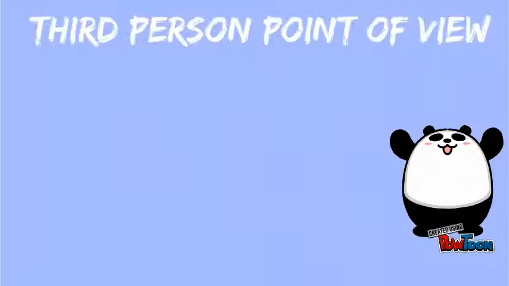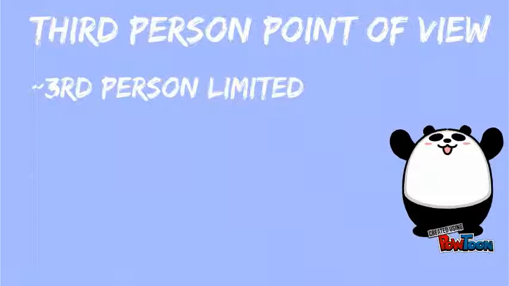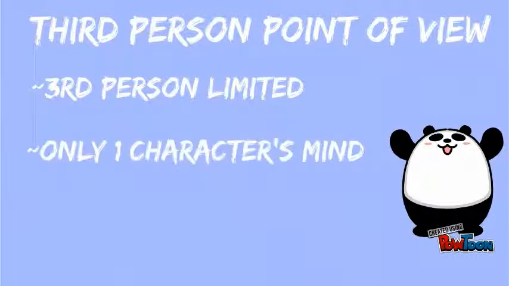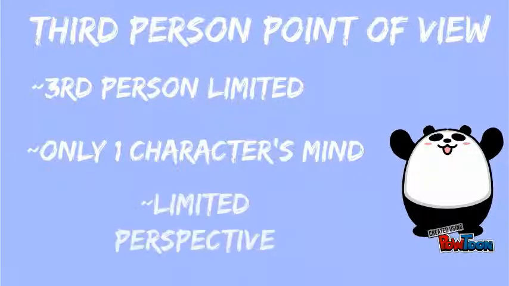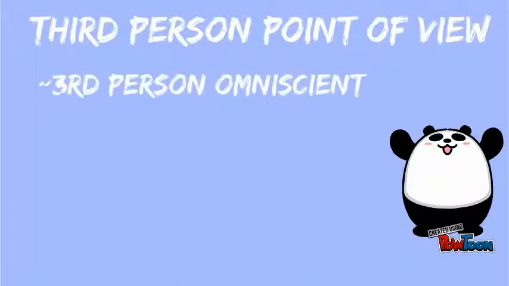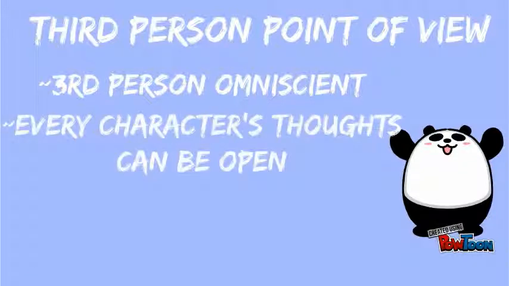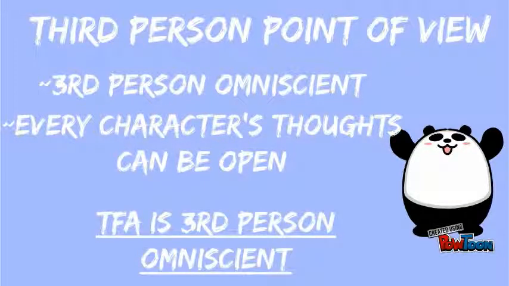The last type of point of view is actually kind of in 2 parts, and that's third person point of view. You can either have third person limited, in which the reader enters only one character's mind, and you see the entire work through their sort of limited perspective. Or you can have third person omniscient, in which the thoughts of every character are potentially open to you, the reader. Things Fall Apart is third person omniscient.